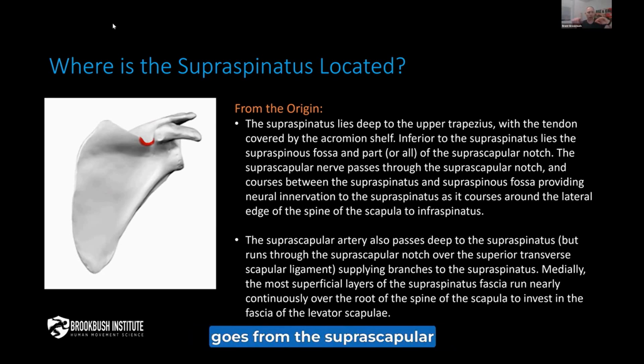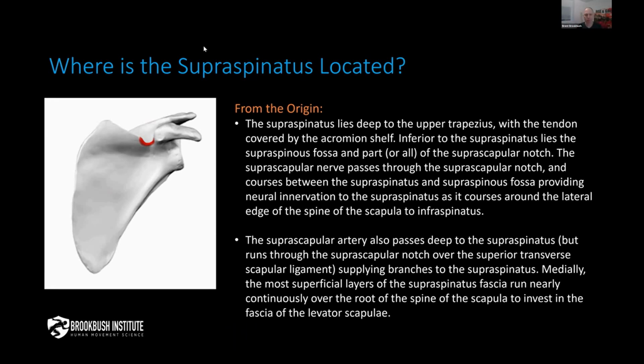And I kind of talked about how that pathway goes from the suprascapular nerve underneath the supraspinatus and then around the spine of the scapula into the infraspinatus. The suprascapular artery passes deep to the supraspinatus as well, although rather than going through the supraspinatus notch like the suprascapular nerve does, there's actually a transverse ligament over that notch that kind of makes the top of the scapula a straight line. For some reason, the artery actually goes over that ligament.